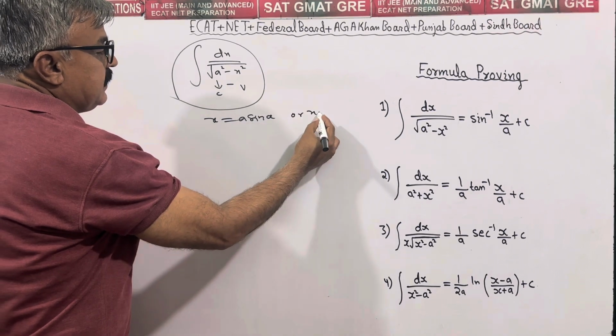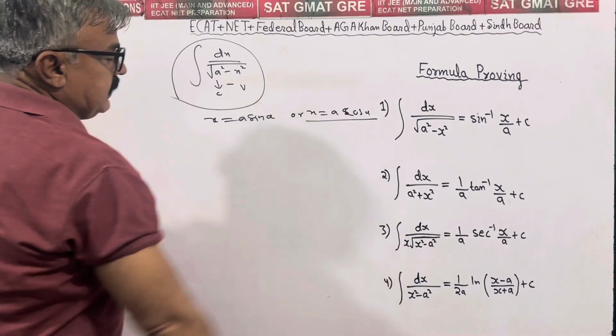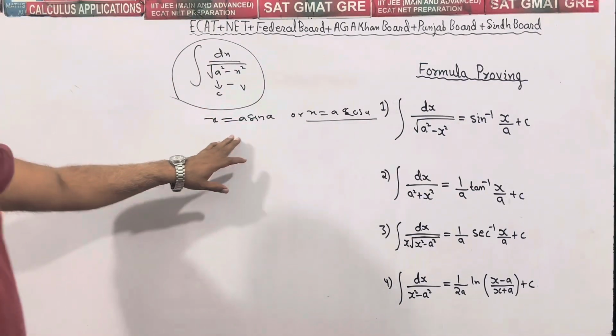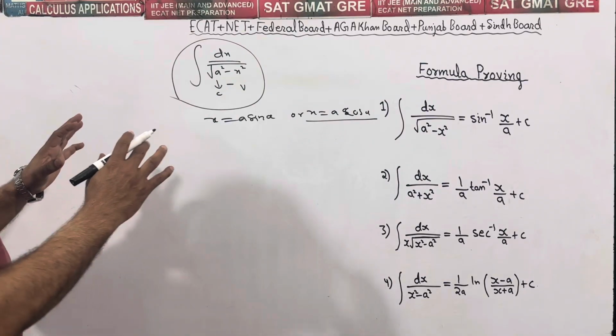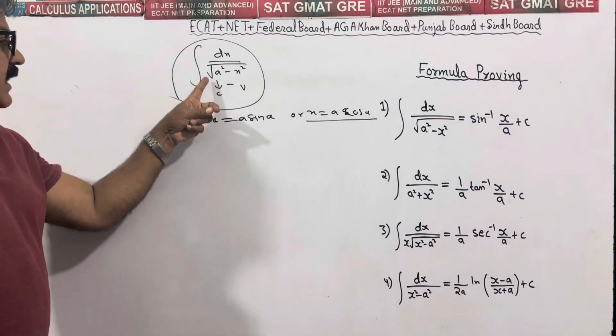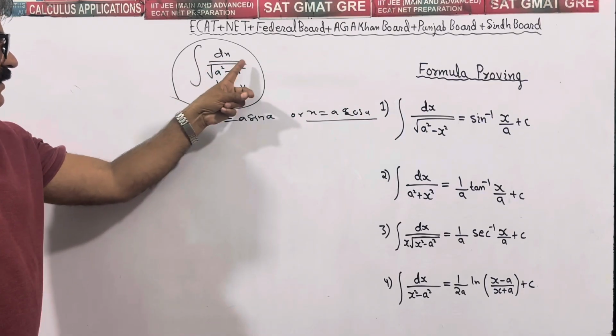Some writers or literature say that you can also assume x is equal to a cos theta. It's up to you. Here sine is mentioned, that's why we take x is equal to a sine theta. The philosophy, the idea behind supposition is that we easily get rid of this radical sign.